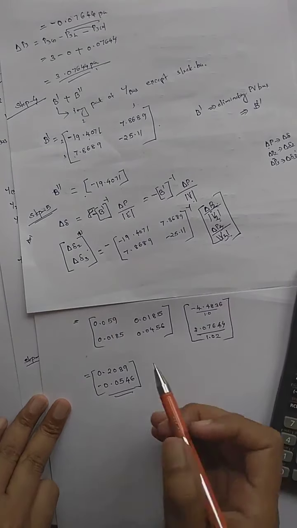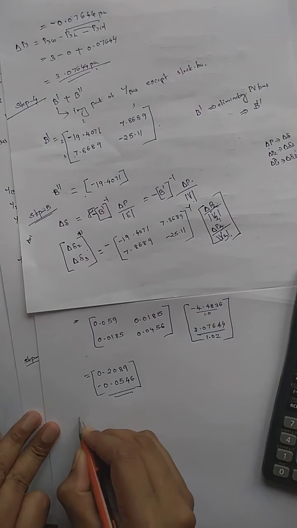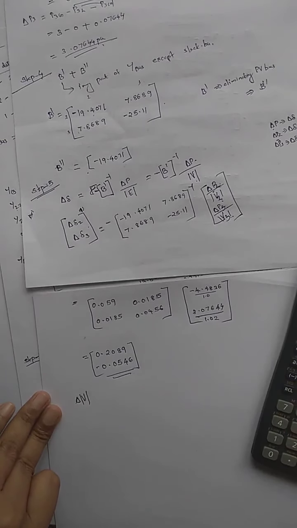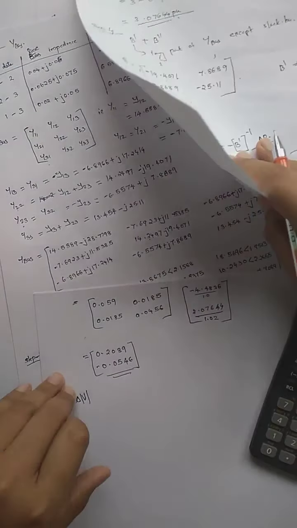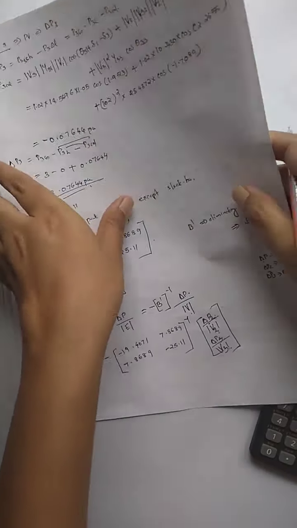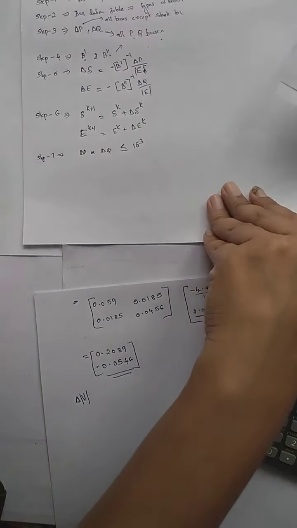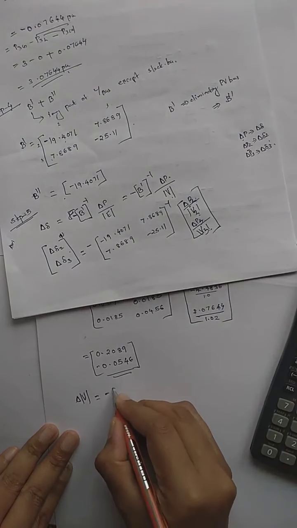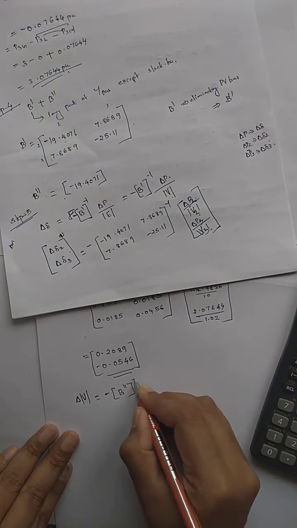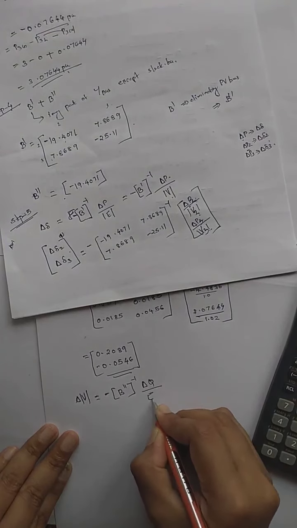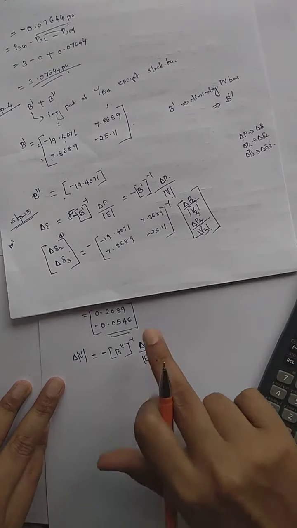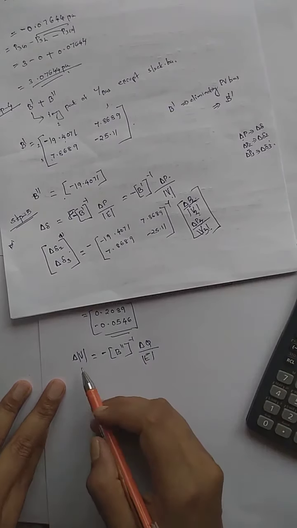So next, in step 5, we have to find out the delta V value also, isn't it? So how will I write that delta V value? That also we have to take from the equation we have, that is delta V is equal to minus B double dash inverse into delta Q by E. This was the equation we are having. So how many delta Q values? Only one value is there, no? So we have to find it out.